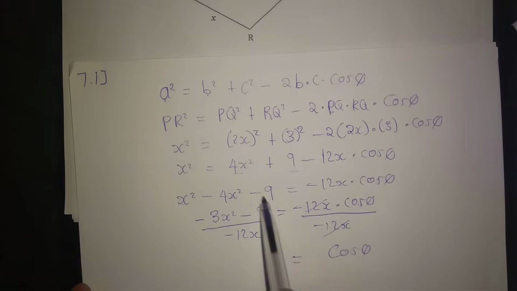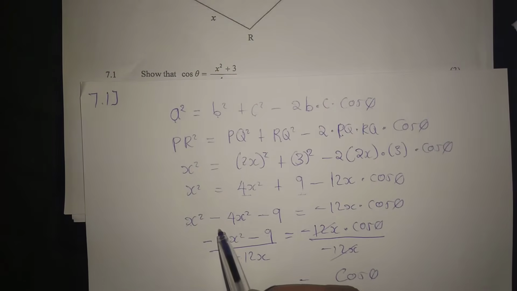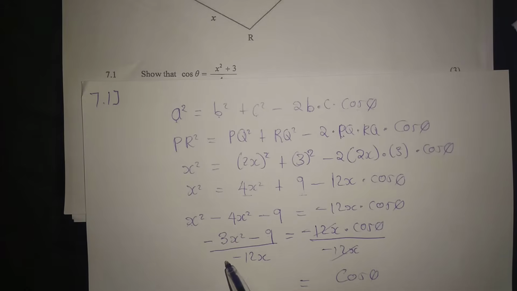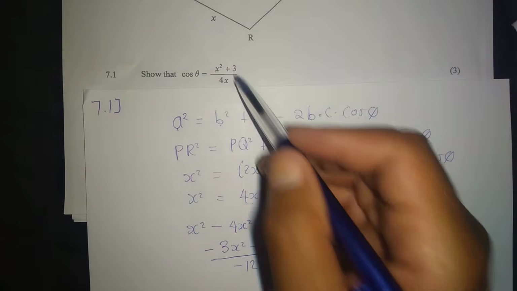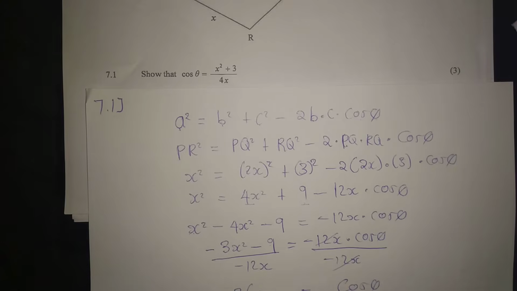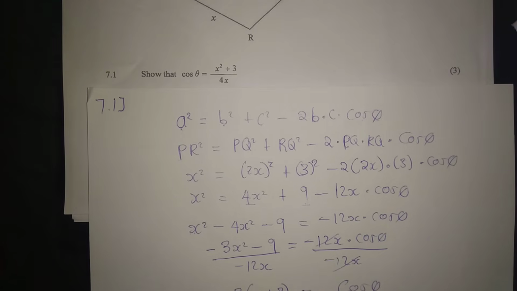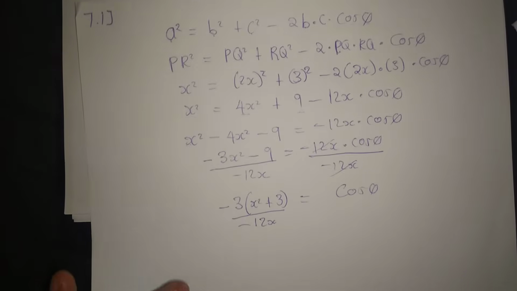Ne? I want this to be like this. So it's obvious that the minus 3 must be a common factor, because the x squared here is positive and the 3 here is positive. So let's take out minus 3 as a common factor. So what remains with x squared inside the bracket will be plus 3 divided by negative 12x.